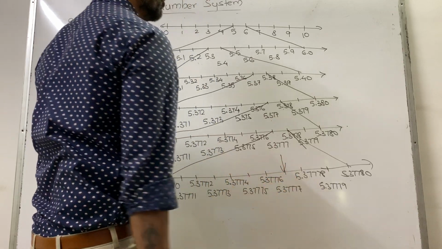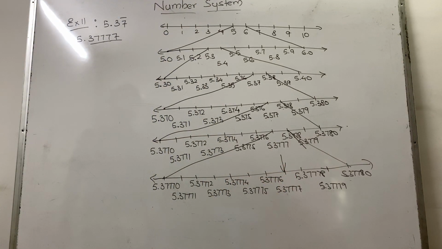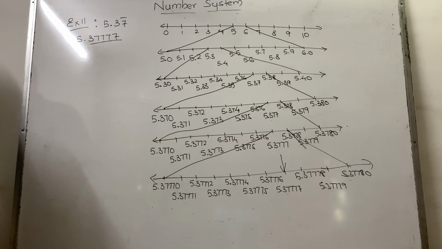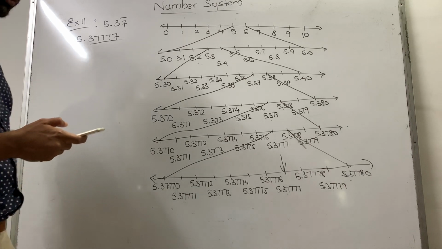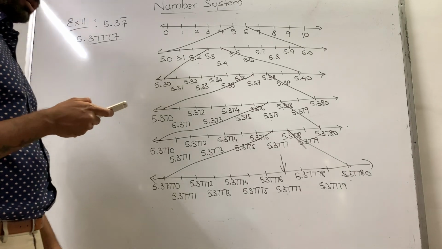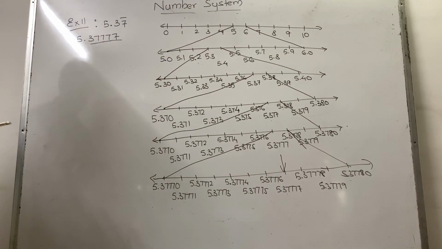So this is how you would represent the number up to 5 decimal places on the number line. That was example 11. Then you have exercise 1.4, which comprises 2 sums similar to this. We are not taking that. Now we will move to example 12.